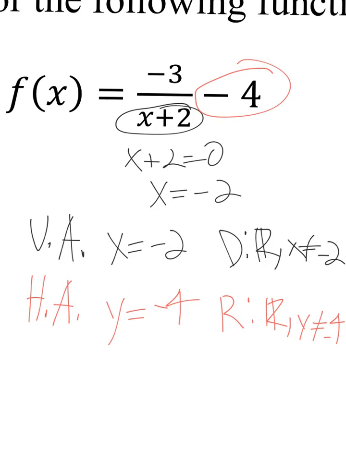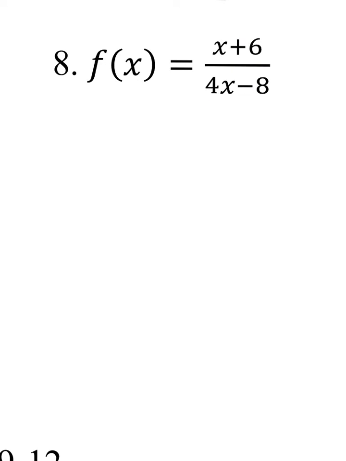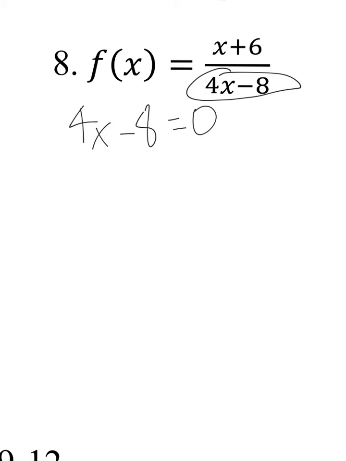Okay, let's move on to number 8. Number 8, the form looks a little bit different. There is no number on the outside, so it's like your vertical asymptote or horizontal. I'm getting my vocabulary mixed up. The horizontal asymptote will not be the outside number since there is no outside number. But you're going to start it off by taking the bottom and setting it equal to 0, just like we did on the last one.